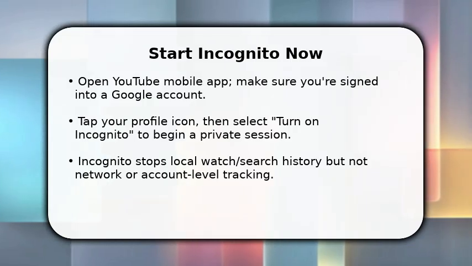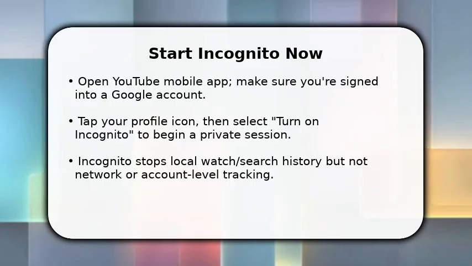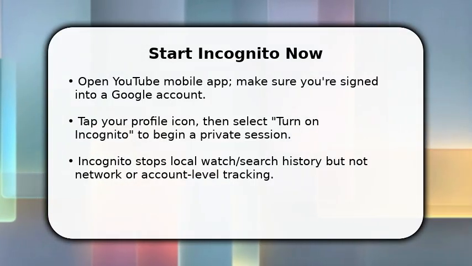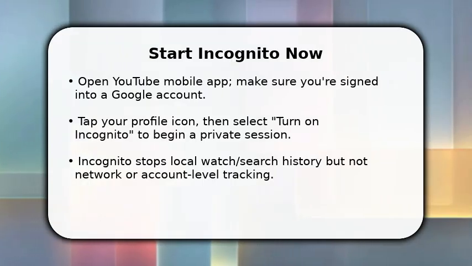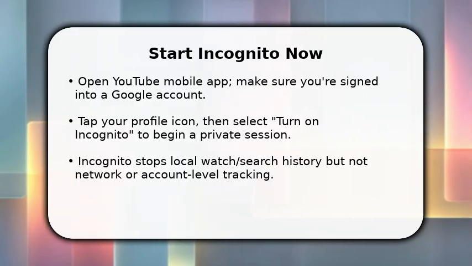You open YouTube and tap your profile immediately. You want Incognito active now. Once done, choose Turn on Incognito, and the app switches you into a private session. You do this because YouTube stops saving local search and watch history while Incognito is on.